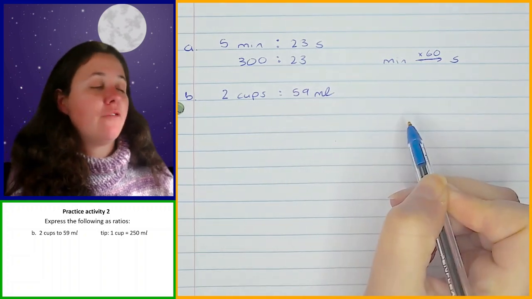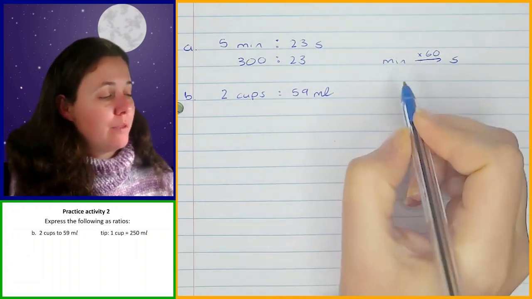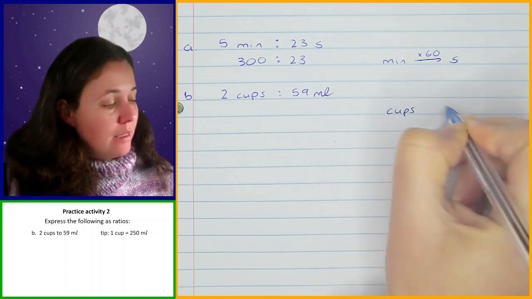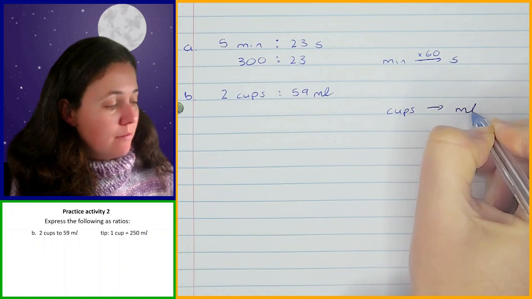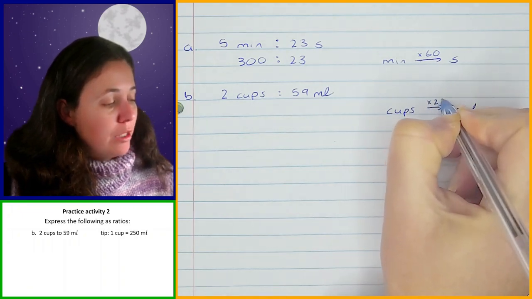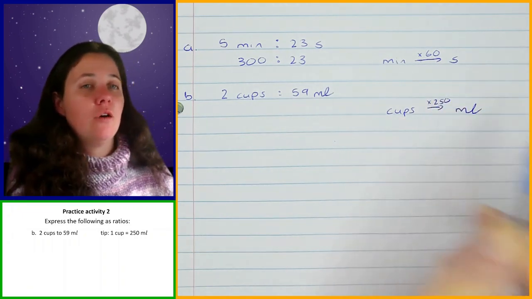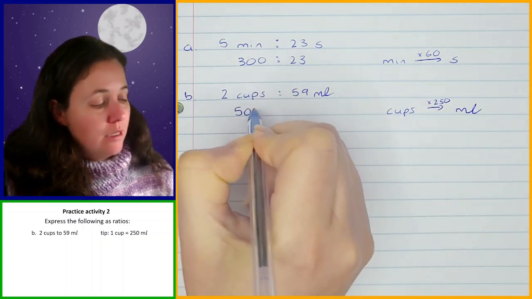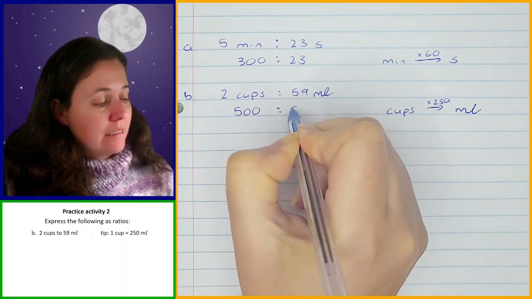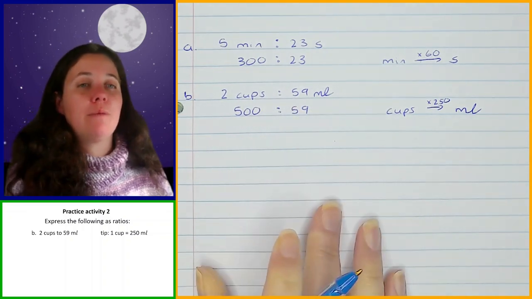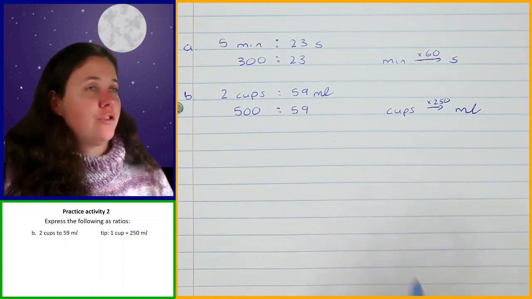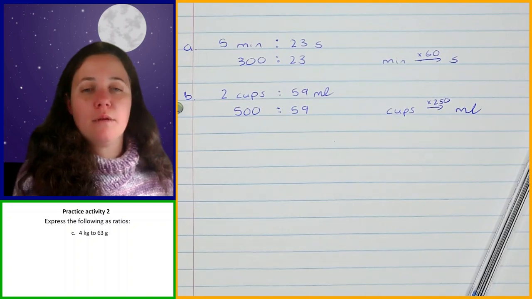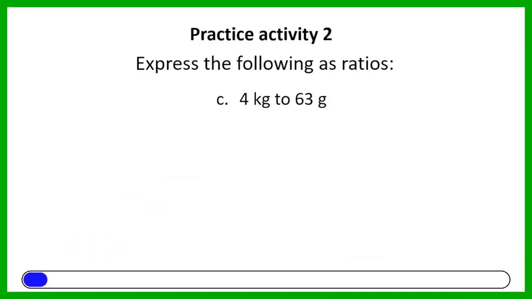I did give you the information in case you don't know that one cup is the same as 250 milliliters. So to convert from cups to milliliters, we have to multiply by 250. Over here I've got two cups, so I'm going to multiply 2 by 250, that gives me 500 milliliters, and that is to 59 milliliters. So my ratio is 500 to 59. Right, now you're going to do question C, again with 1 minute.